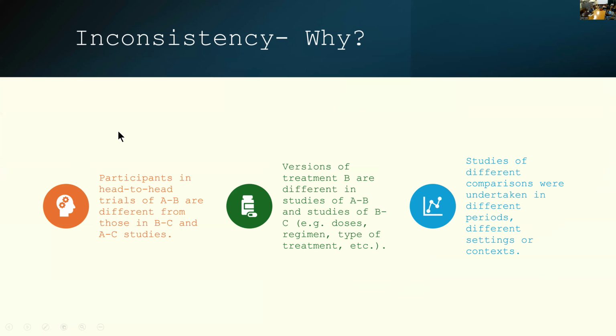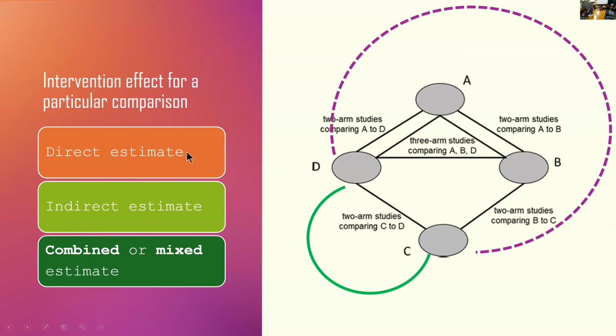Now, why can there be inconsistency in studies? That is, the direct study is showing one report, but your indirect loop is showing another result. Why? Probably because the baseline characteristics of the A to B study and the B to C study are different from each other. Or maybe the way you have conducted this study is different from the way they have conducted the other studies. And you must also remember many of the studies are not done simultaneously. They're all done in different time durations. So all of this could actually affect your coherence.